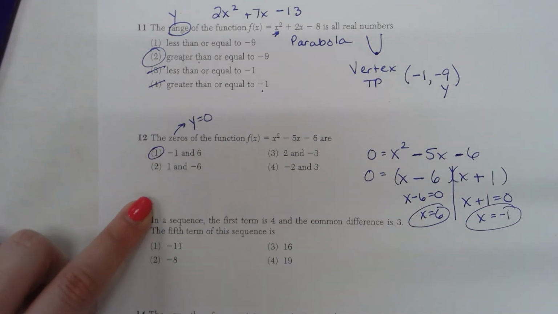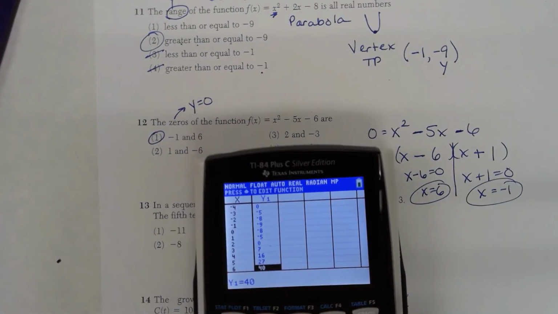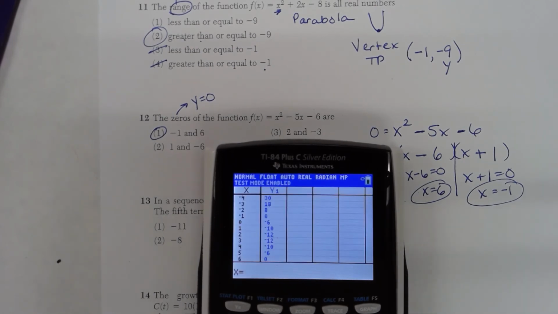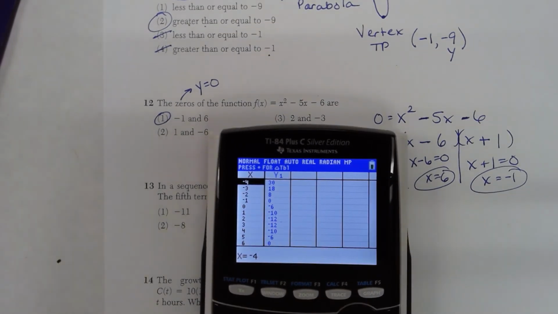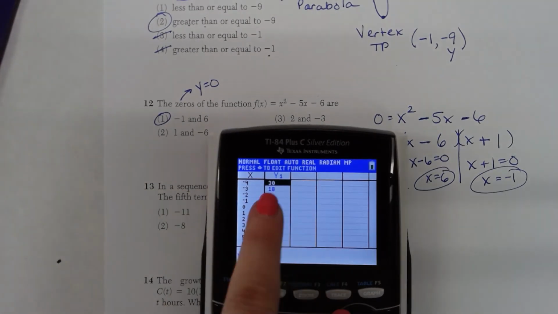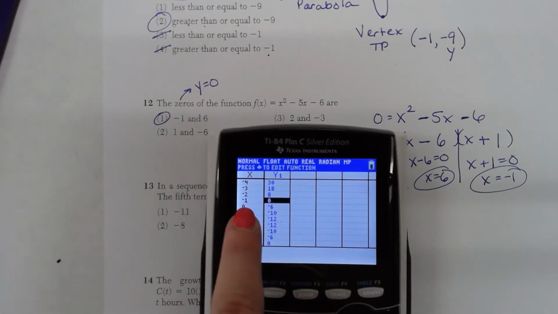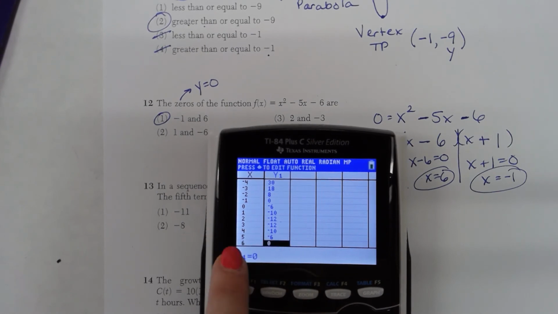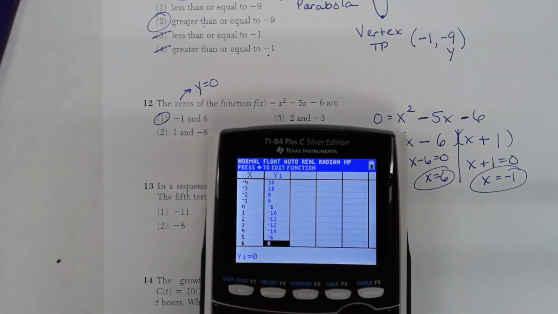The other option I have for this question, if I go to my calculator, I can type it in. Oops, x squared minus 5x minus 6. If I go to my table, go find where the y's are 0. So where y is 0. So there's my -1, and there's my 6. Now remember, the zeros are when y is 0. Don't look at the x's. Go to when y is 0. And that's how you get those answers.